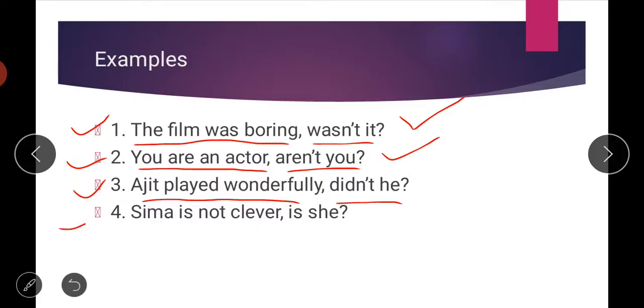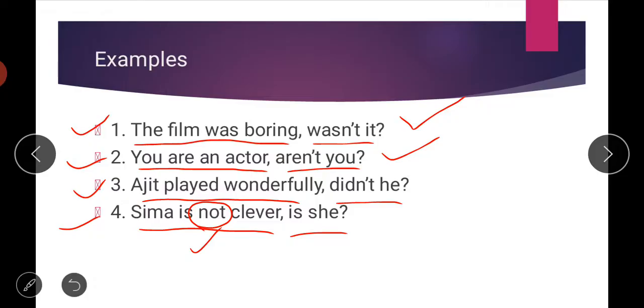So look at the fourth sentence now. It is different from the rest of the three sentences. How? See, Seema is not clever. This statement is negative, we have used the word not here. So this statement is negative, Seema is not clever, and the tag here is positive, is she? We haven't used any word like not in the tag. Why? Because our statement is already a negative statement.